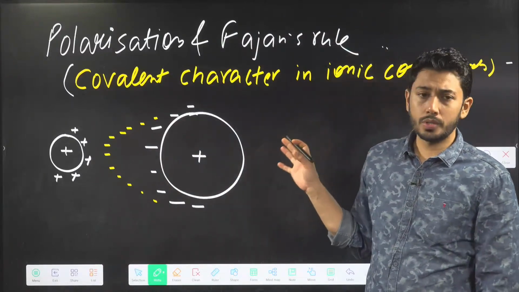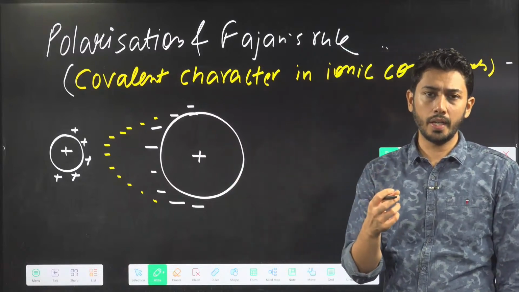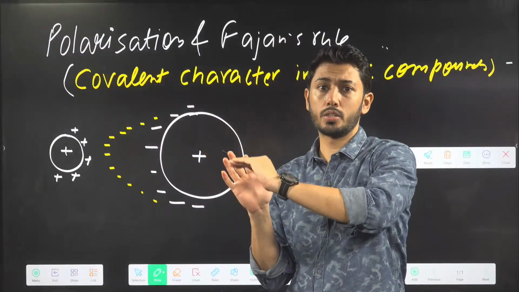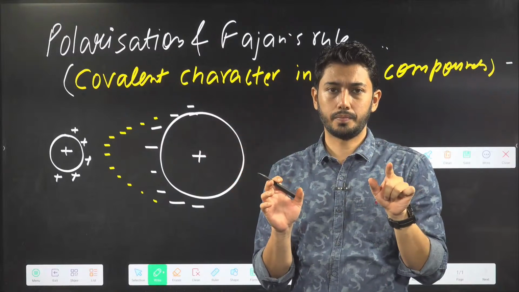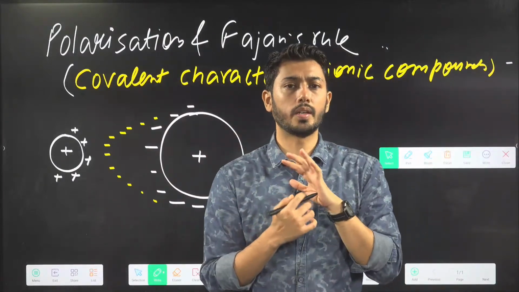So which process is it? When the cation attracts the electron cloud of anion, then electron density partially tilts or distorts towards cation. This is termed as polarization. More polarization, more covalent character, less will be the ionic character.